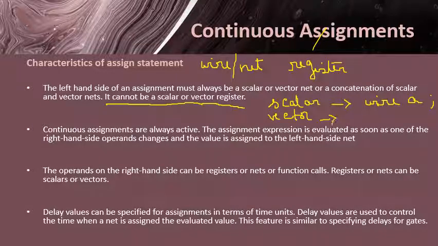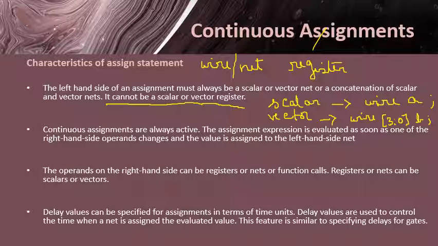A vector is when you declare a signal as multiple width, that is, multiple lines. So if I declare some signal B as wire [3:0] B, this means that B is a 4-bit signal. So B is 4 bits wide. That is what I mean by scalar or vector. A single bit is scalar, and multiple bits is vector. The left hand side should always be a net, and it cannot be a register.